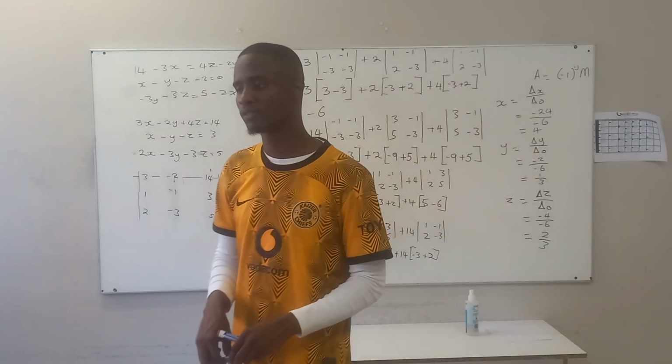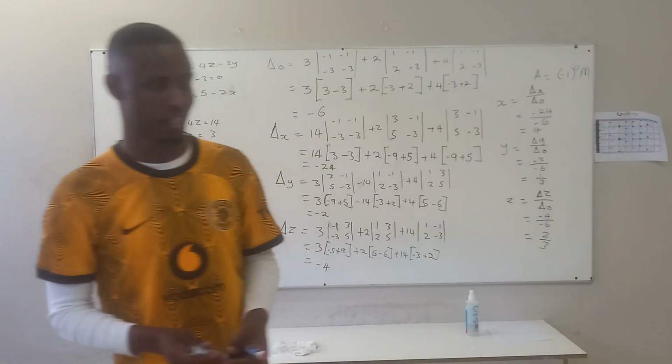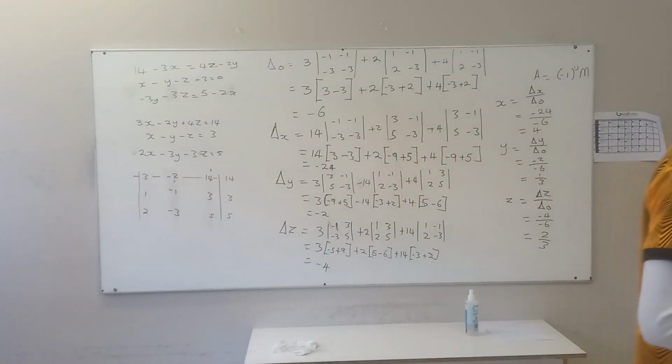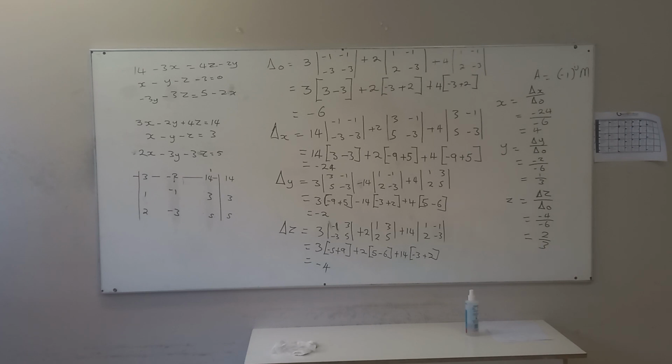Then that's how you calculate for x, z, and y. Any questions? You can go to that simultaneous equation and confirm. If you didn't make any mistake, then those are the correct answers.